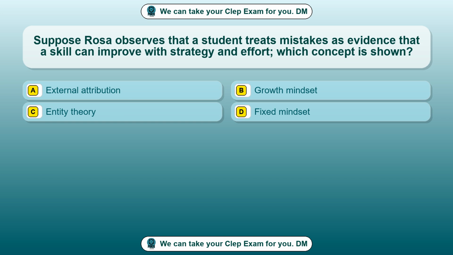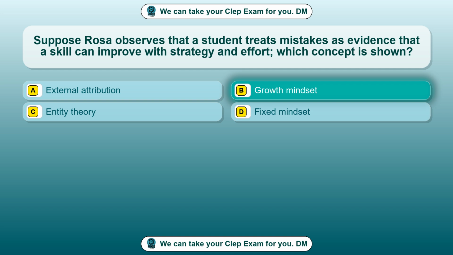Question 32. Suppose Rosa observes that a student treats mistakes as evidence that a skill can improve with strategy and effort. Which concept is shown? Option A, external attribution. Option B, growth mindset. Option C, entity theory. Option D, fixed mindset. The correct answer is option B, growth mindset.